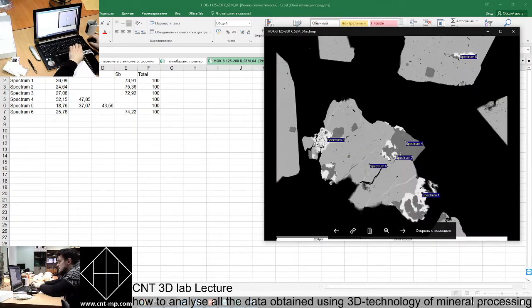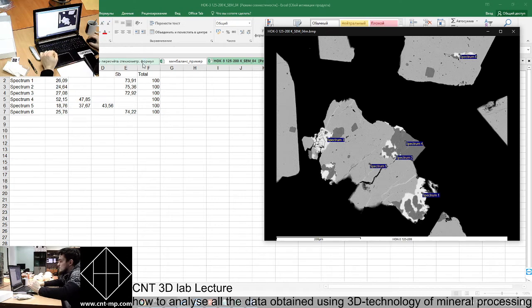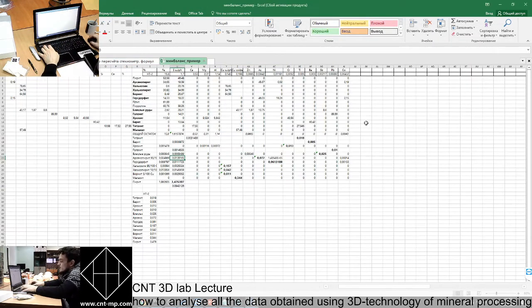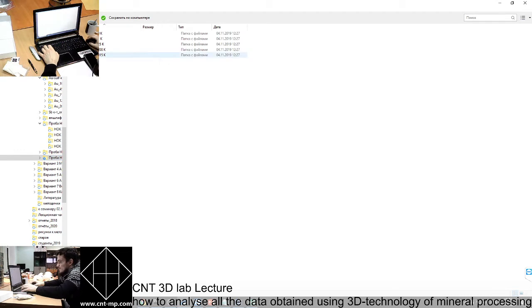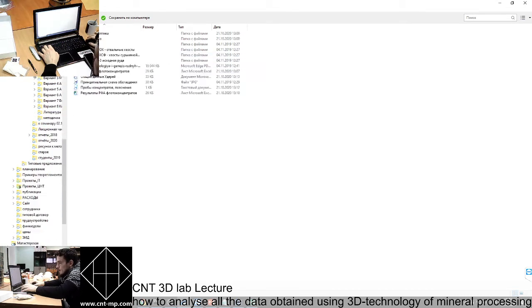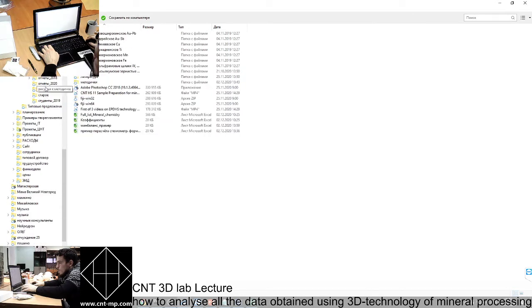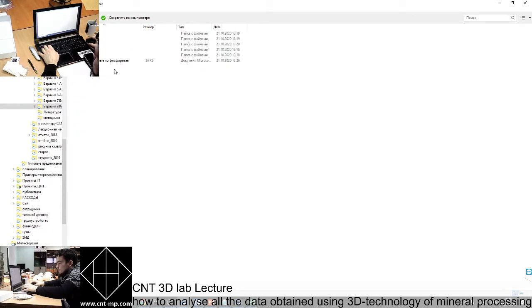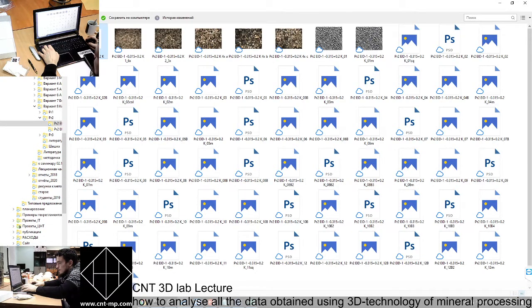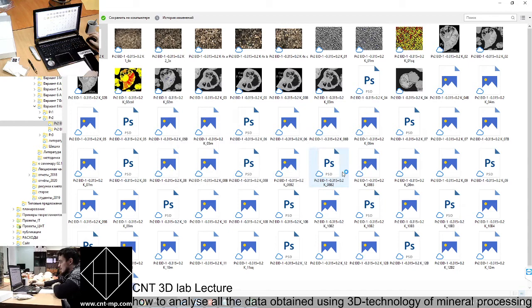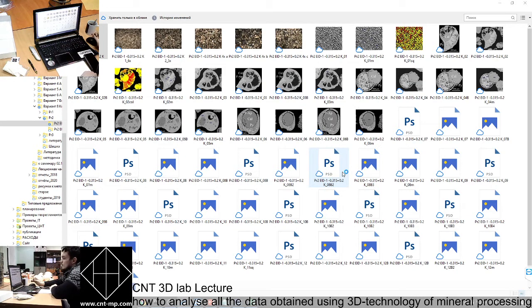So this is a very simple example, but sometimes we can receive a lot of data. Let me show you real field data. Just a moment, I will find it. For example, one of the last works on phosphorites.